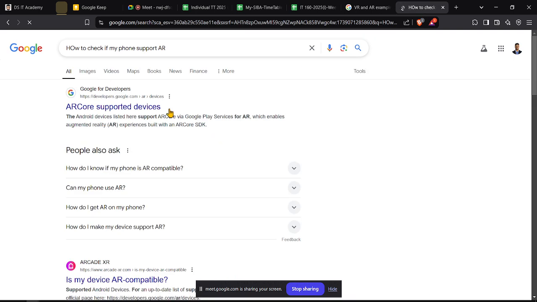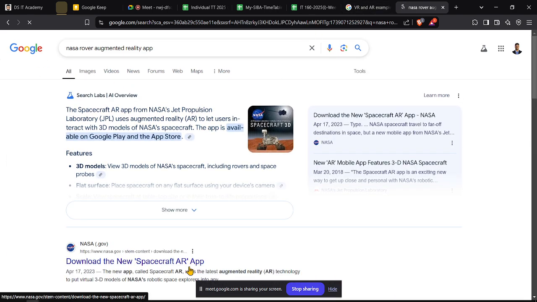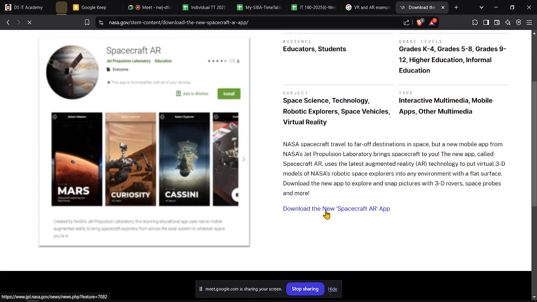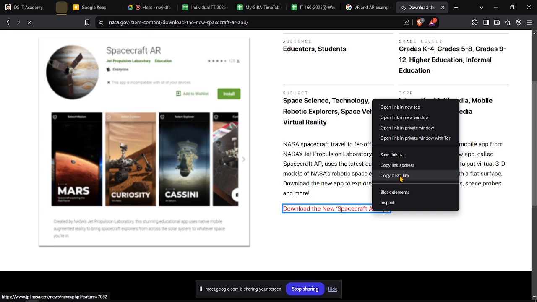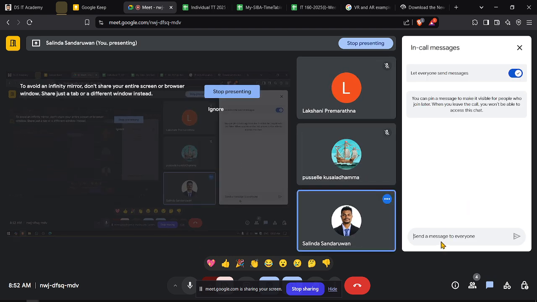Because some phones don't support this. But if you go to the Play Store, they will show you whether you can download that app or not, right? So the name is this one. It's good for kids as well. Spacecraft AR app. So let me add the link also here, this one, right? So this is the name, and I'll put the link in the chat.